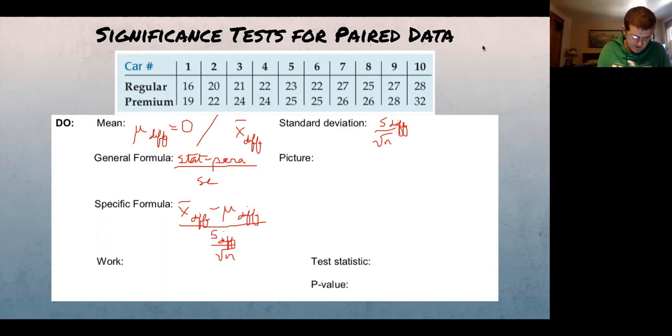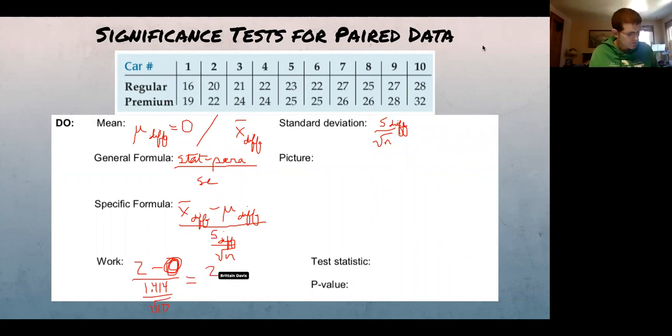I don't have the numbers anymore, but I do know that my x bar sub diff was 2. The mu sub diff is 0 because of the null hypothesis. S sub diff was 1.414, and the sample size is 10. So now I can run through those calculations, nothing to it.